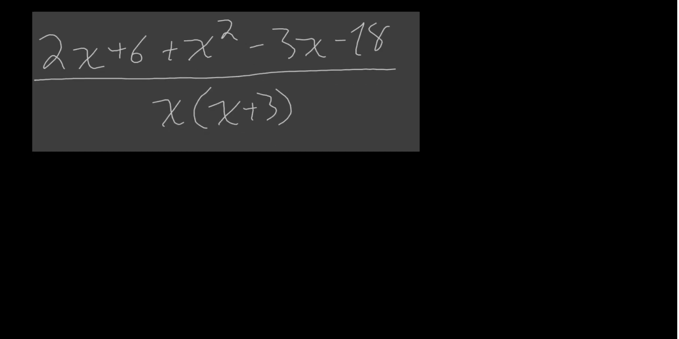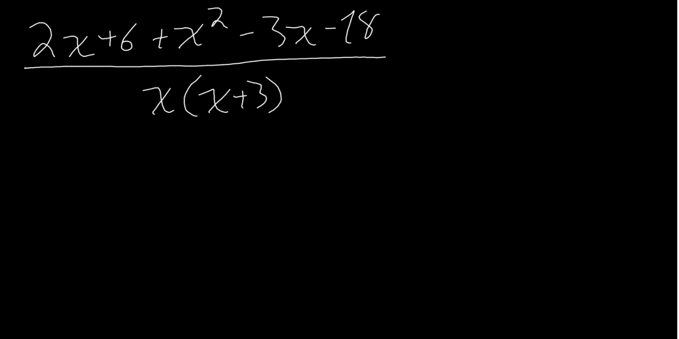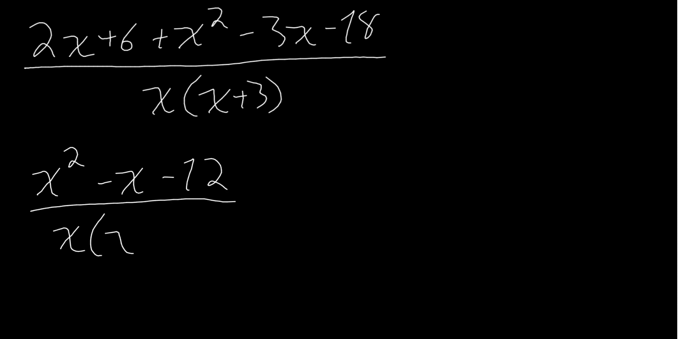So in descending form, we have x squared, and then x, we have a positive 2x and a negative 3x. We're going to have a minus x, and then a positive 6 and negative 18, so a minus 12, all over x plus 3. All right, we can factor the numerator here, and it looks like it's going to factor into a negative 4 and a positive 3. Minus 4, x plus 3.